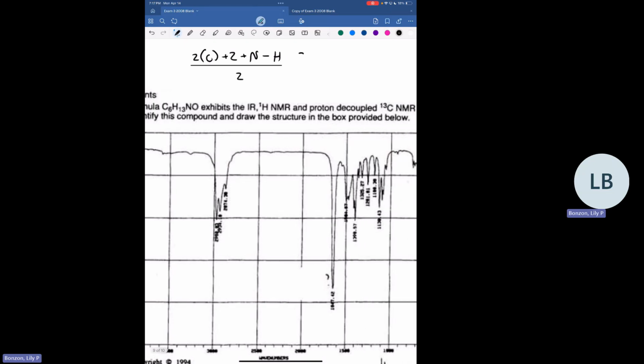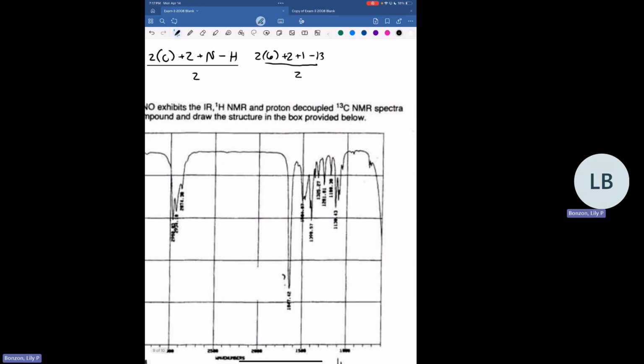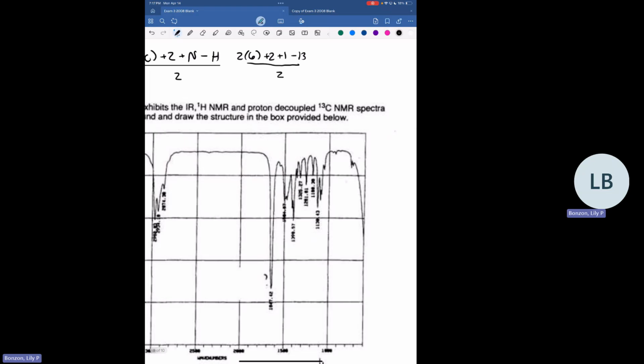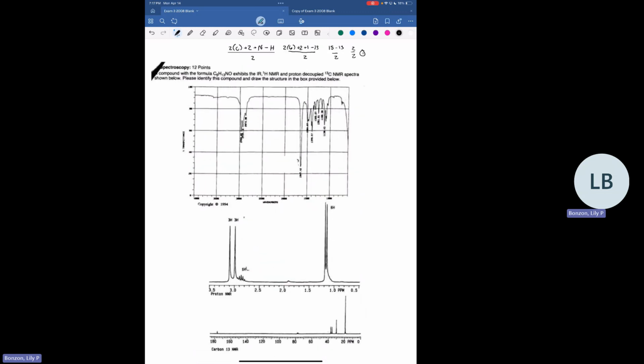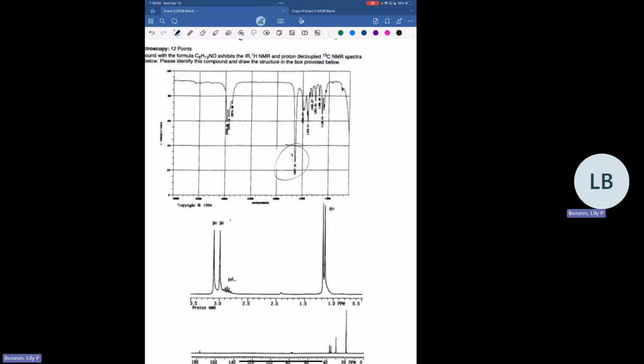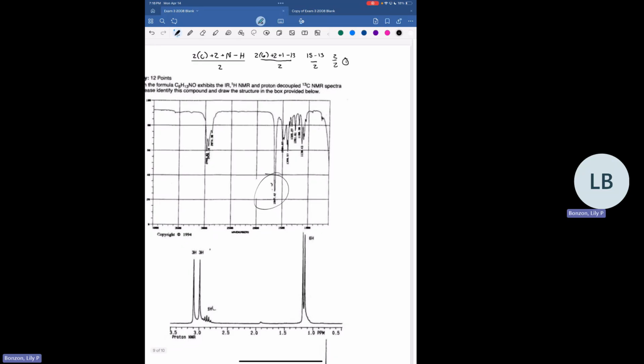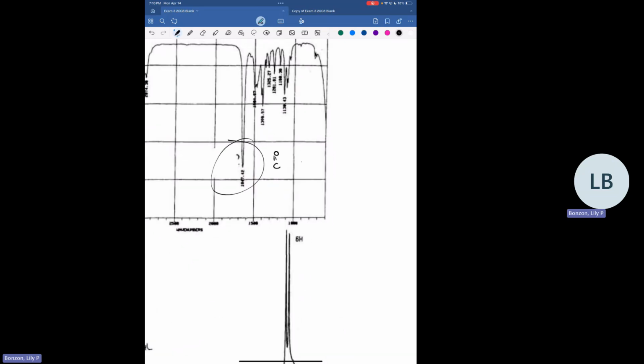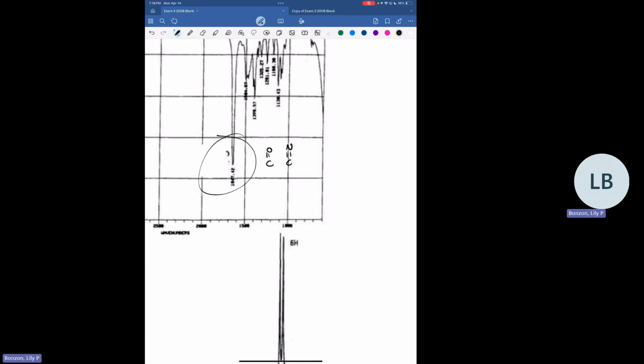So if we do this one, we get 2 times 6 plus 2 plus 1 minus 13 all over 2. So 12 plus 2 plus 1, that's 15 minus 13. So we get 2 over 2, and that gives us an unsat of 1. So unfortunately, we don't have a benzene, but we only have 6 carbons to work with, so it's not too bad. That one unsat, we see it's in the double bond region. So maybe carbonyl, maybe an imine, very unlikely, or an alkene.